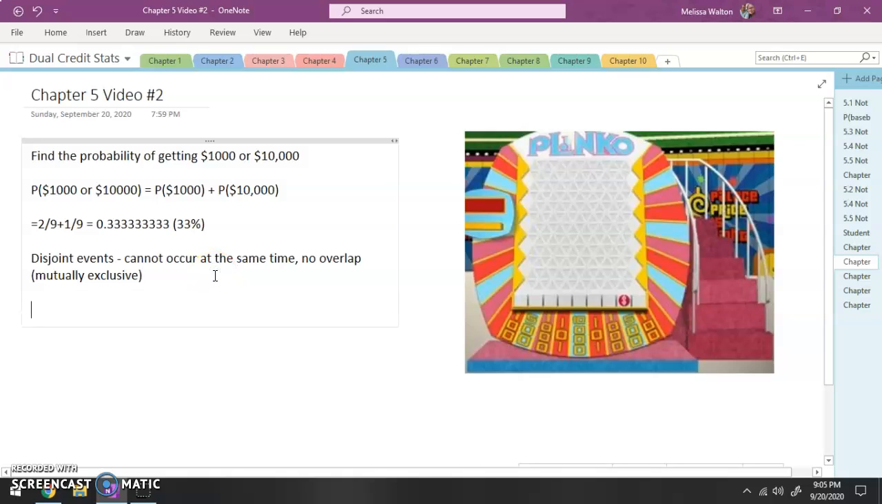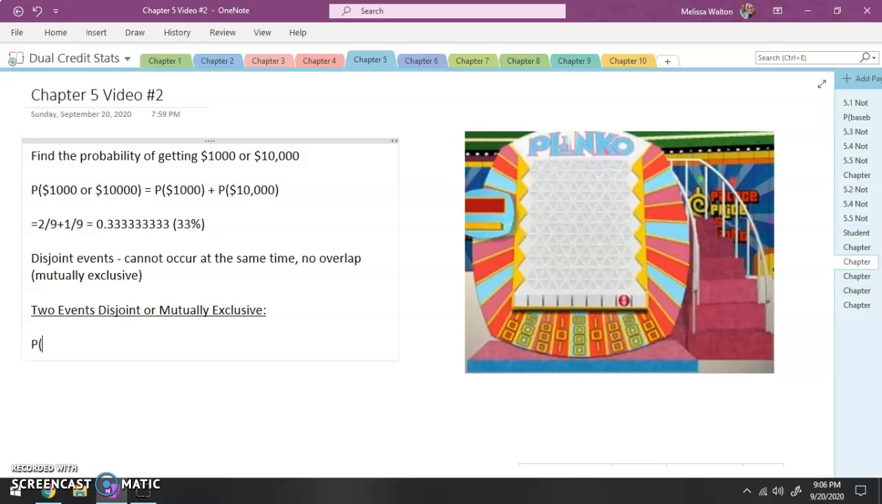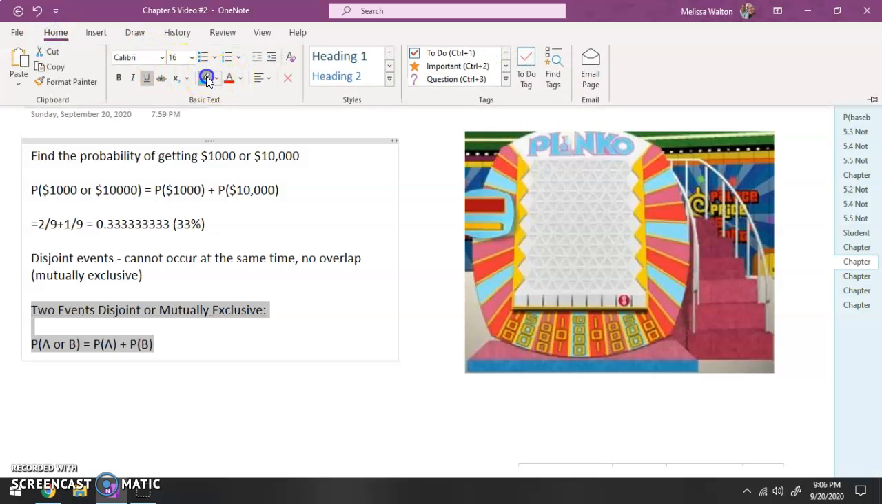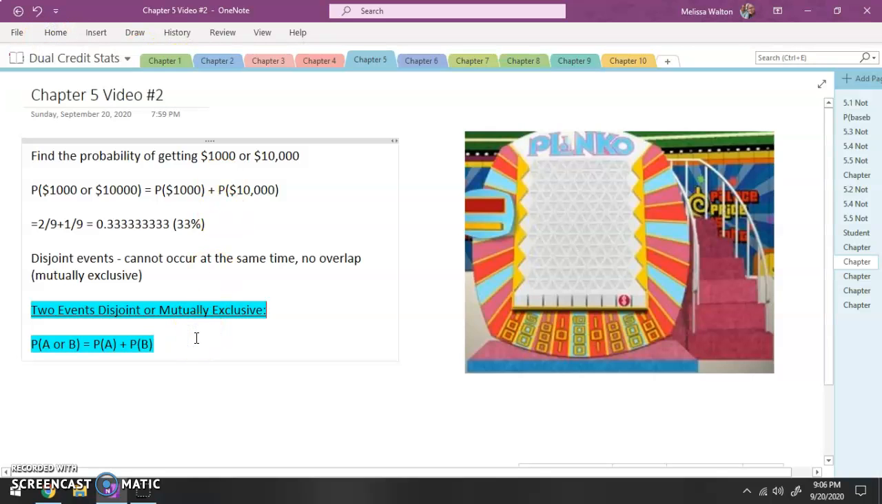So this is the general rule. If you have two events that are disjoint or mutually exclusive, then the probability of A or B equals the probability of A plus the probability of B. Seems easy enough. So this is our addition rule for disjoint events. Now, I'm going to go into an example where this does not hold up. Some serious issues occur. So here's the example we're going to look at next.